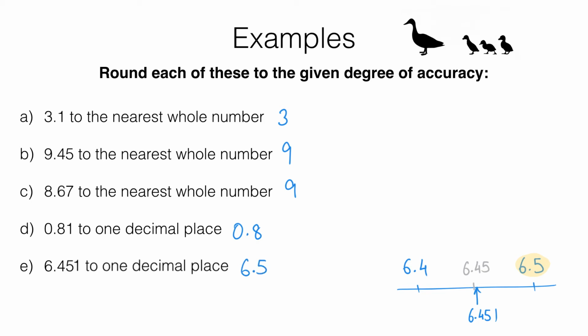By the way, if this one said 6.45 exactly, so it was exactly on the midpoint, then we would round up to 6.5. You might remember we talked about this rule in the previous video. If the number you're trying to round is exactly halfway between the two numbers that you put on your number line, then you always round up to the number that's higher. Let's carry on with the examples.